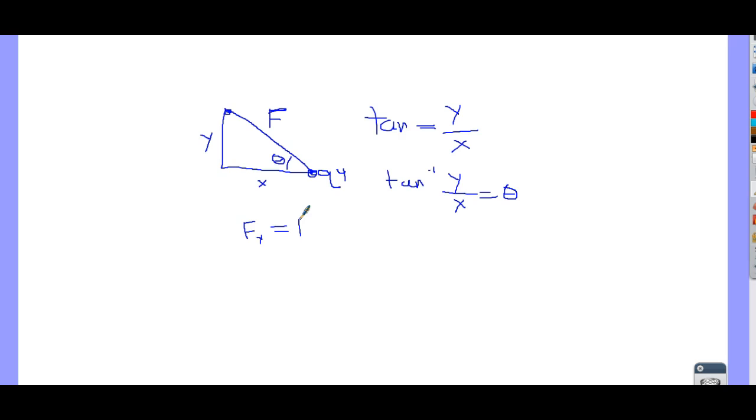Thank you. Go, Kaylin. We take our force, and we take our cosine of theta, which we calculated over here. To find our y in that y direction, we take force times the sine of theta.